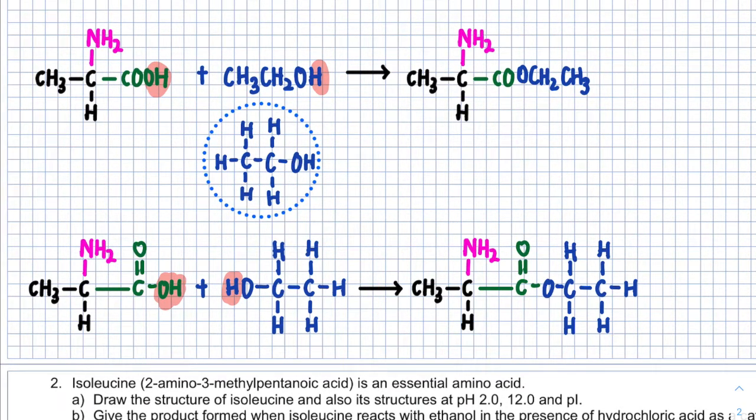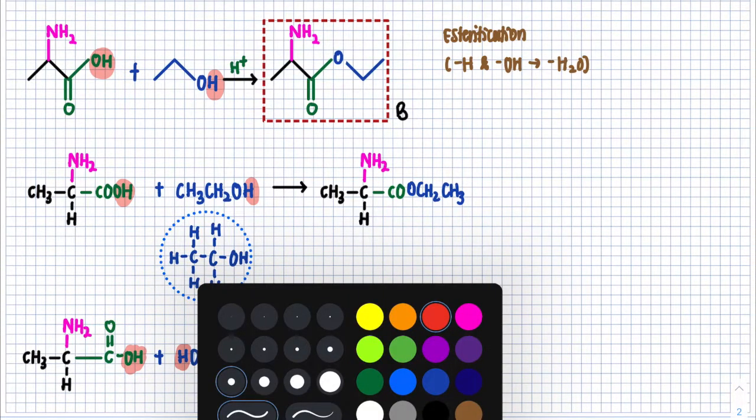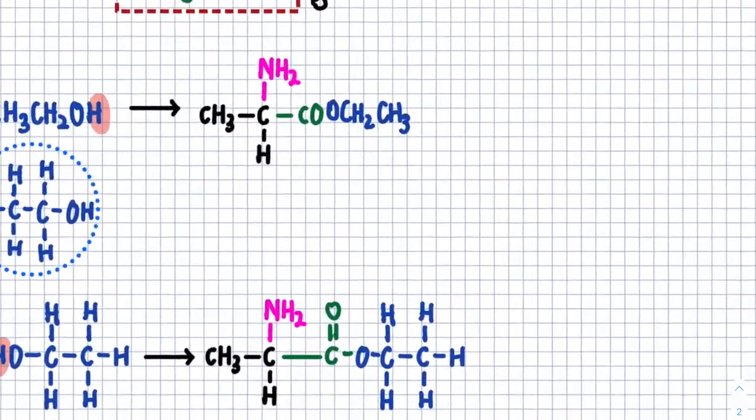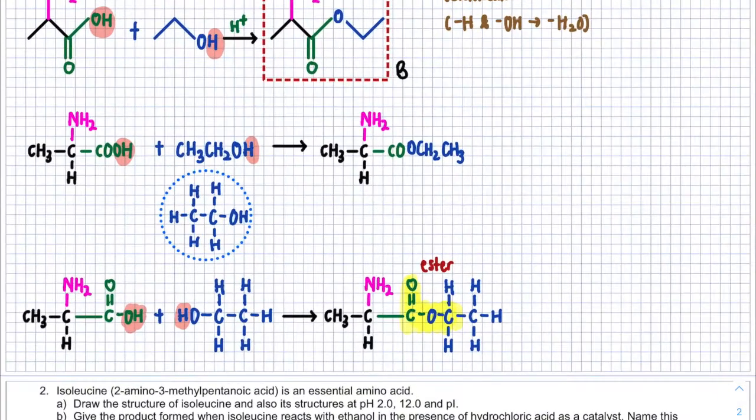Okay, so yang ini there are 3 structure yang Miss request. So which one, tiga-tiga diterima. Tengoklah mana satu kamu punya. Okay, so for this reaction actually we will form ester. Which one is our ester? Yang ni, C double bond O C. This is what we call our ester. Okay, so that's the for question number 1.